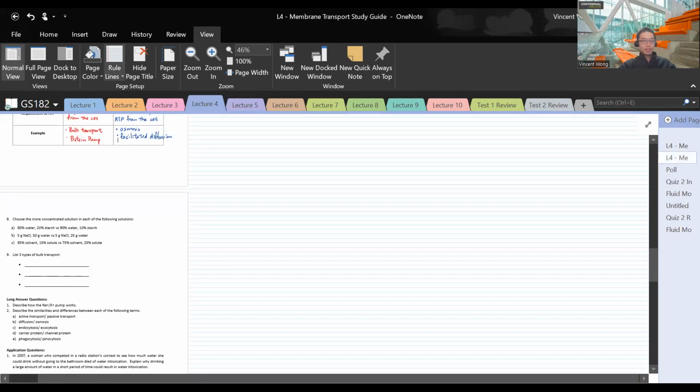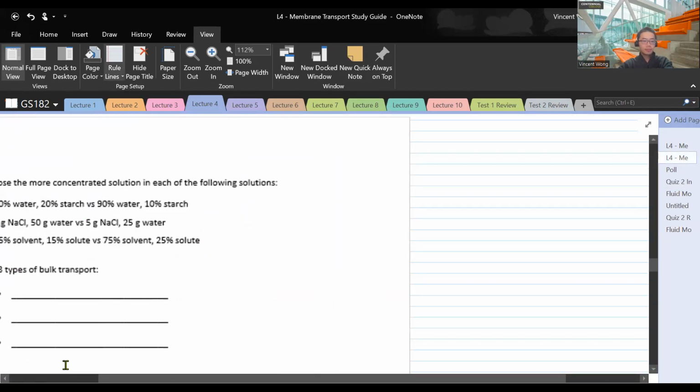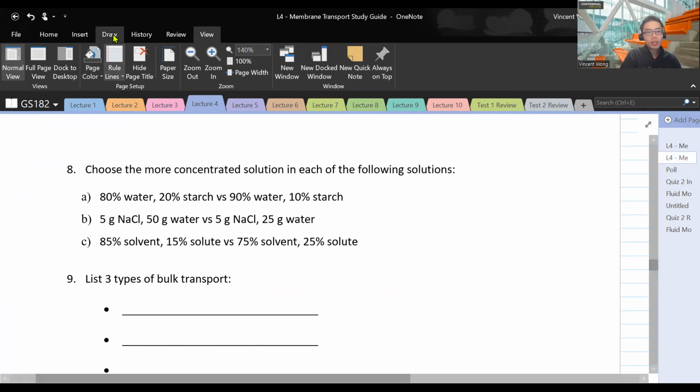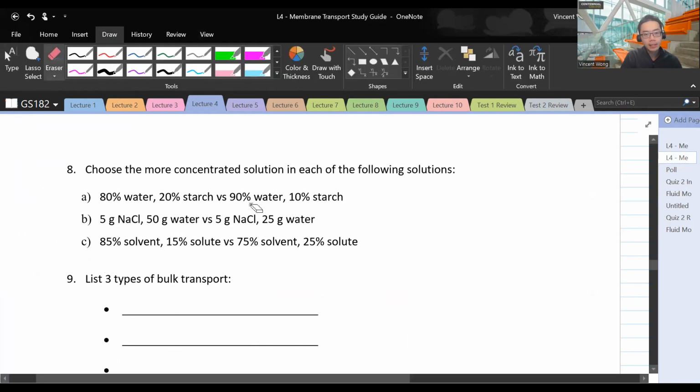Okay, let's go back to here. Choose the more concentrated solution in each of the pair. Okay, we have 80% water and 20% starch versus 90% water and 10% starch. So this one is quite obvious. The one that has more starch is going to be more concentrated.